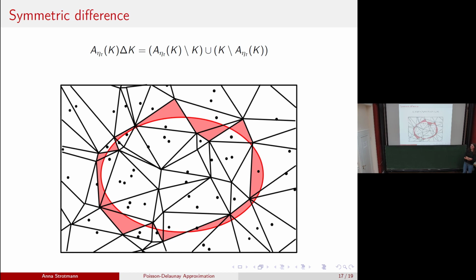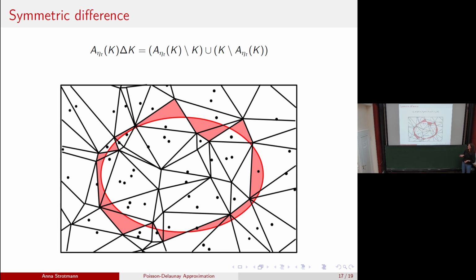And the symmetric difference of the Poisson-Delaunay approximation is defined as the volume of the area parts inside of the convex set which do not belong to the approximation and the parts outside of the convex set which do belong to the approximation. And it's quite obvious that when the intensity of the point process grows, then the volume of the symmetric difference decreases. And the same should hold for the expectation of the symmetric difference.